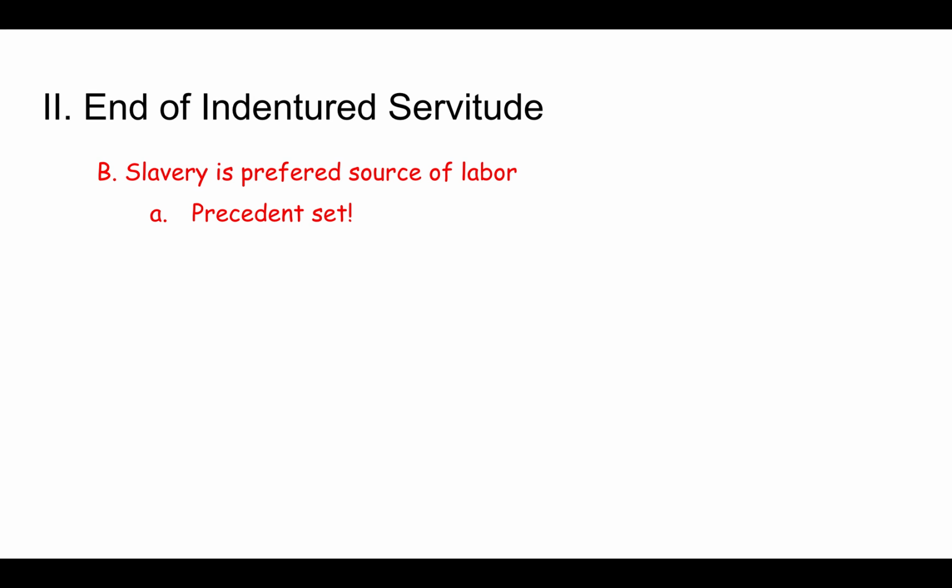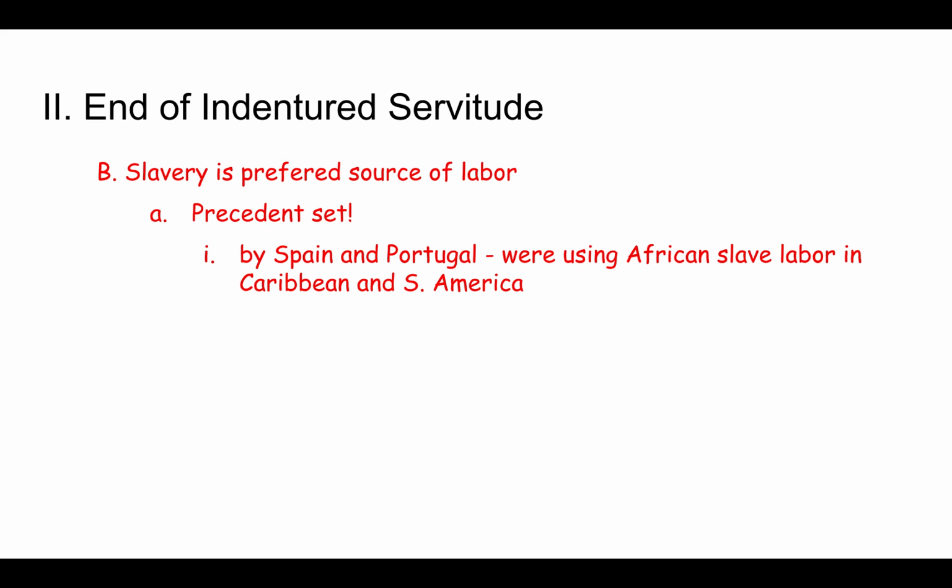Okay, end of indentured servitude. B, slavery becomes the preferred source of labor. A, the precedent is set. Slavery was already existing in Spain and in France and in part of the English colonies. So the practice was already in place using Africans as enslaved labor. Spain and Portugal were using Africans as enslaved labor in the Caribbean and South America.